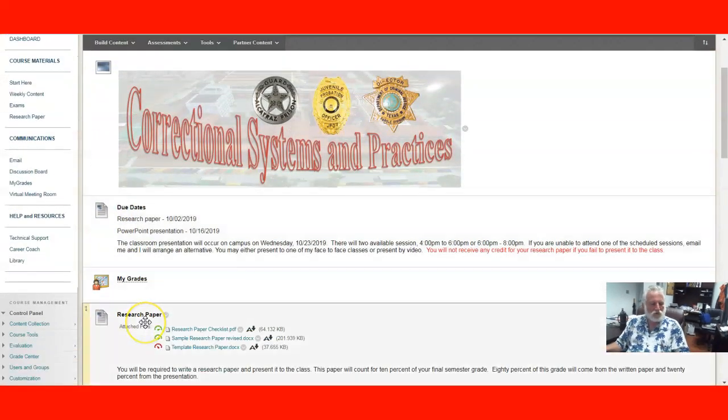Well, first, the research paper is a requirement to pass the course. Not only do you have to write a paper, you also have to present the paper. There are three different options for doing this. One is to come during the time slot. I've got two different time slots, one from 4 p.m. to 6 p.m. and one from 6 p.m. to 8 p.m. to come to campus to present it to others in this class and my other online classes that I've got going on at the same time.